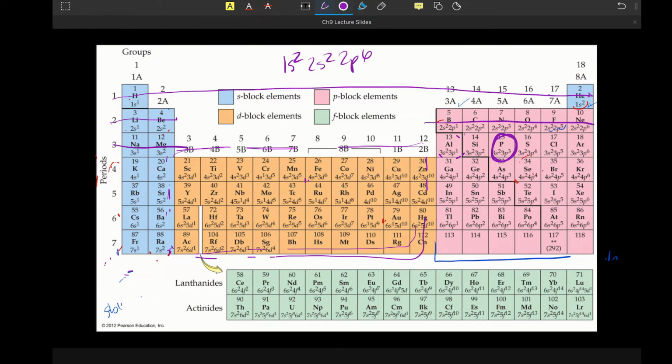3s2, 3p3, and that is phosphorus based on phosphorus's location.